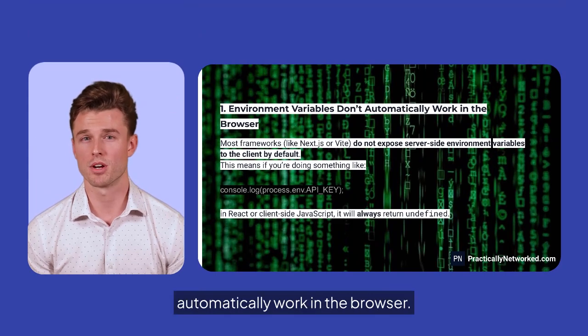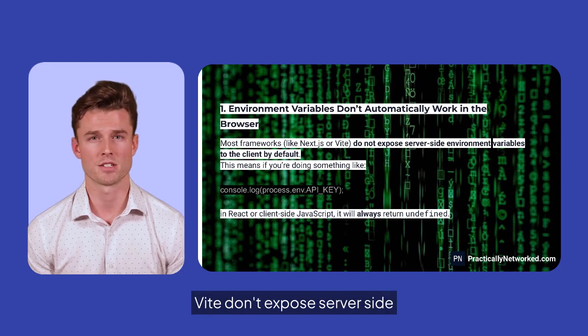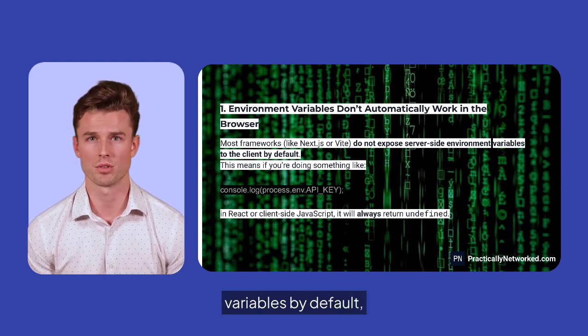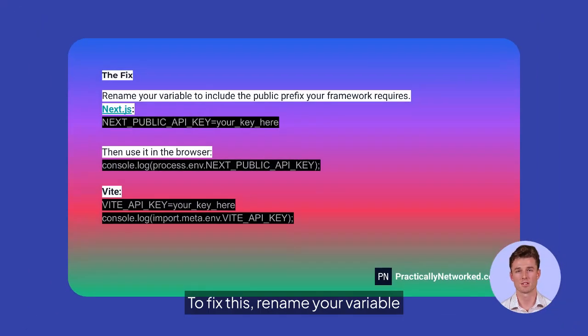Environment variables don't automatically work in the browser. Frameworks like Next.js or Vite don't expose server-side variables by default, leading to undefined results. To fix this, rename your variable with the required public prefix.